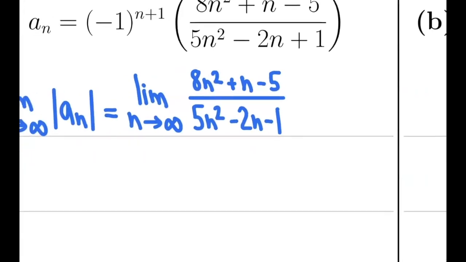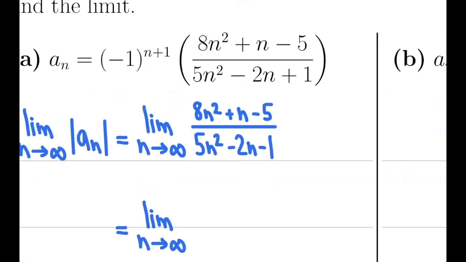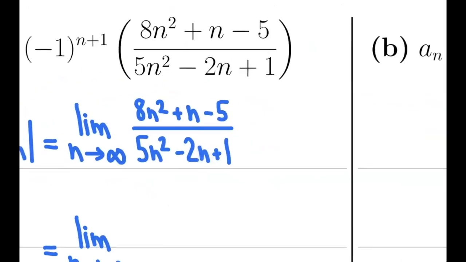So what I'm going to do is divide the numerator and denominator by n squared. Also, you wrote down +1 in the denominator. I mean, you wrote down -1, but it's +1, except it doesn't matter. Okay, good catch. Thank you.